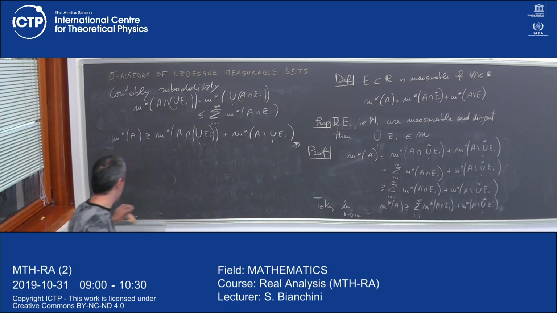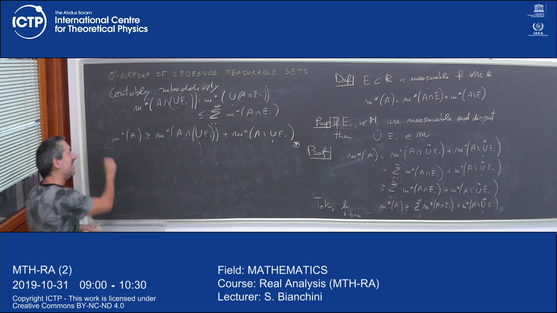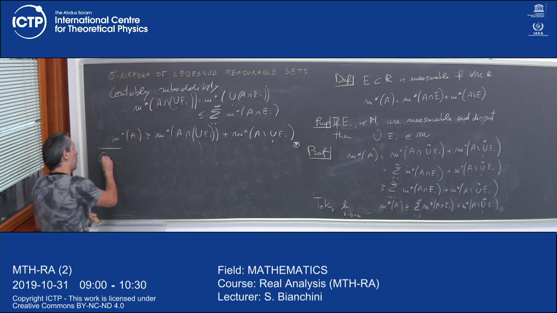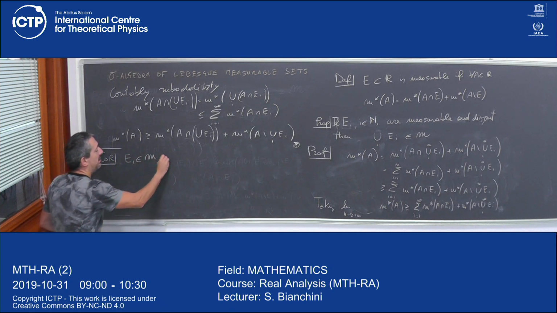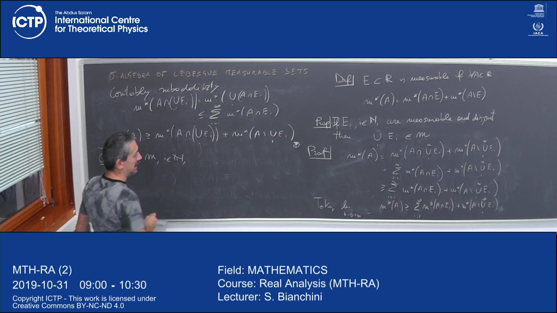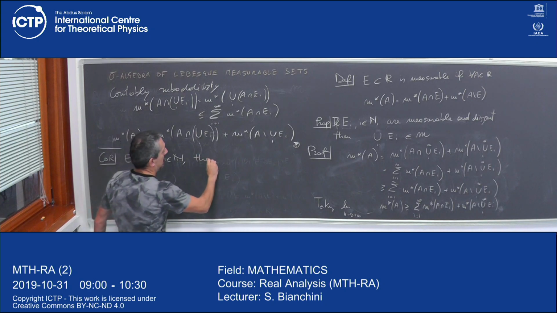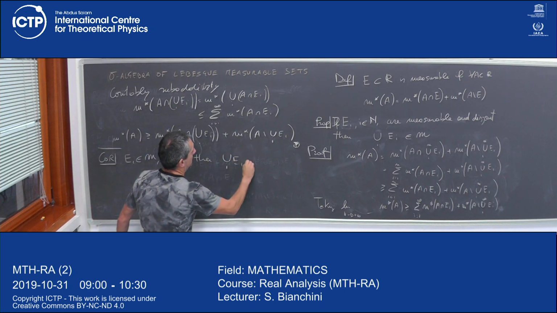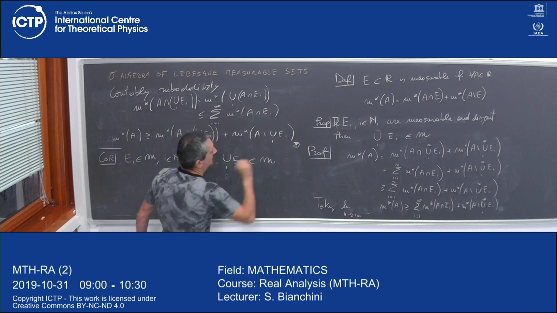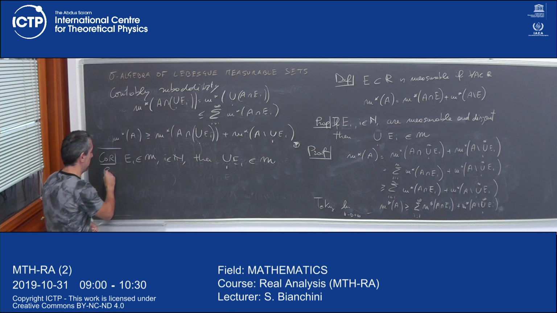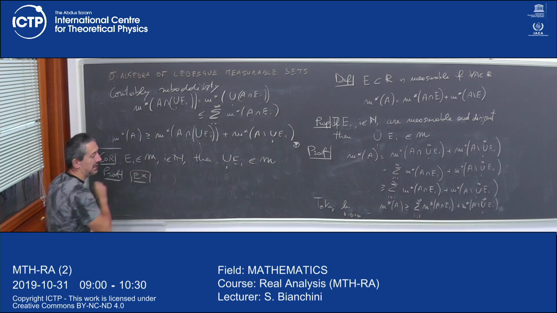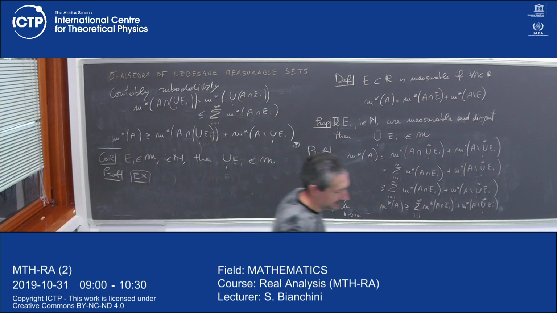So the next statement. Okay, so corollary. If the E_i are in M for countably many sets, then the union of E_i is in M, even if they are not disjoint. The proof I leave as an exercise, because it's just basic set theory.